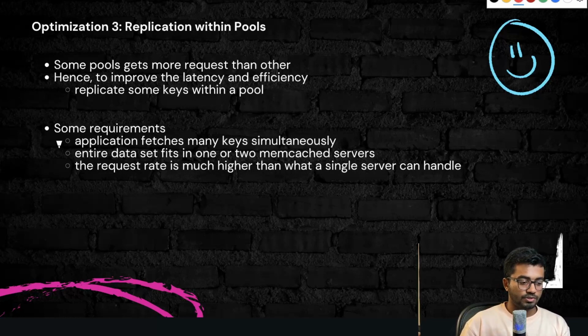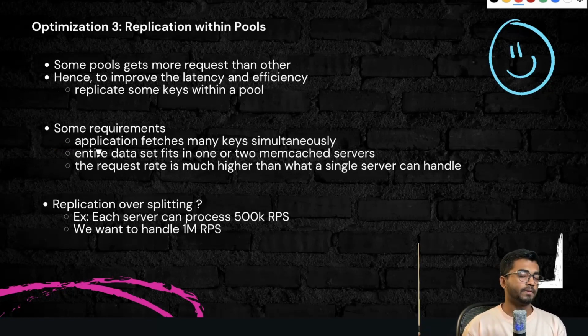So the application fetches many keys. There are certain requirements for this condition, because this is an optimization which cannot be applied everywhere. So what if the cache sizes are so big that we cannot replicate things? This can be limited to a situation where the entire data set fits in 1 or 2 Memcache servers, the application fetches many keys simultaneously, and the request rate is much higher, where a single server can't handle that.